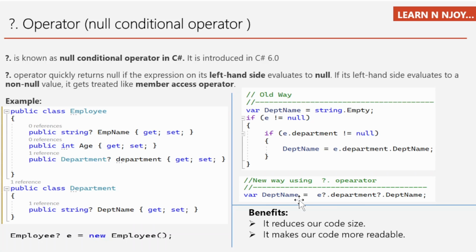If you see, departmentName is equal to e?.Department?.DepartmentName, right? So this is a very concise way of writing the same thing that we wrote in the old way, right? So that is the benefit. If you consider this benefit, it reduces our code size, because if you see, we have written 1, 2, 3, 4, 5, 6, 7, 8, 9 lines of code, and in the new way, using this null conditional operator, in one line we are able to get the same result that we wrote in the old way.